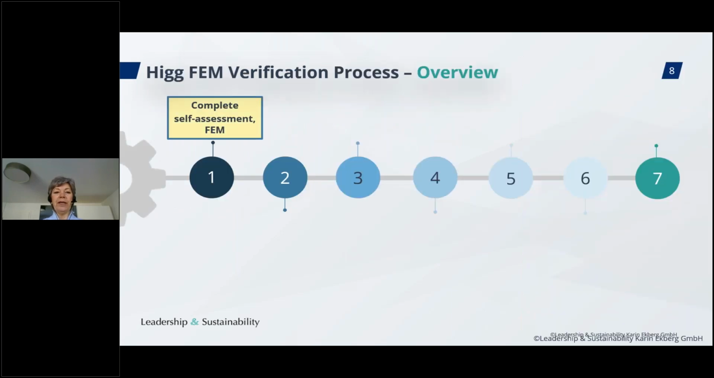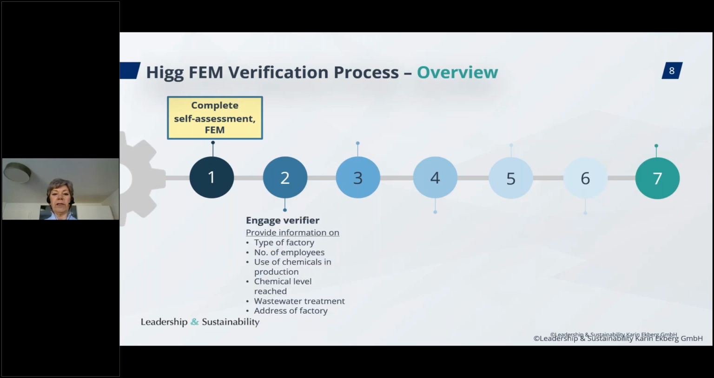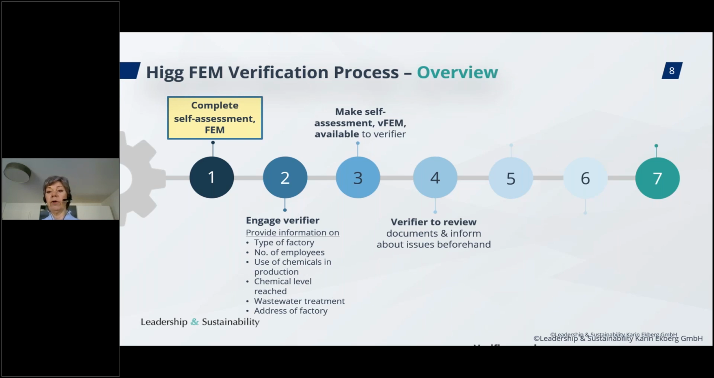And very briefly, the steps to get to a verified module: you complete your self-assessment, you select a verifier who then makes a proposal to you. You make your self-assessment available to the verifier via the VFEM. So if you want to have the verification done, you need both a FEM and a VFEM. So you need both modules. The verifier reviews the document, sends information about any issues beforehand, sends the agenda ahead of the verification, and then you have the on-site or the off-site verification.